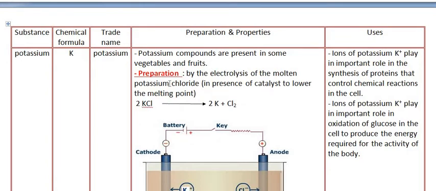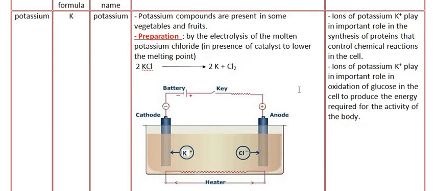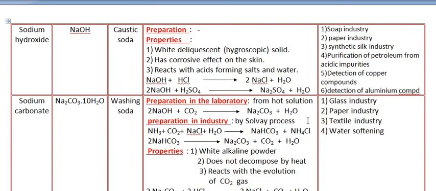Now potassium is also present as potassium chloride. Potassium can be prepared by electrolysis of potassium chloride, in which potassium chloride is melted first, then electrolyzed to separate potassium metal from chlorine gas. Potassium ions also play an important role in the synthesis of proteins and oxidation of glucose in the cell to produce energy required for the activity of our bodies.